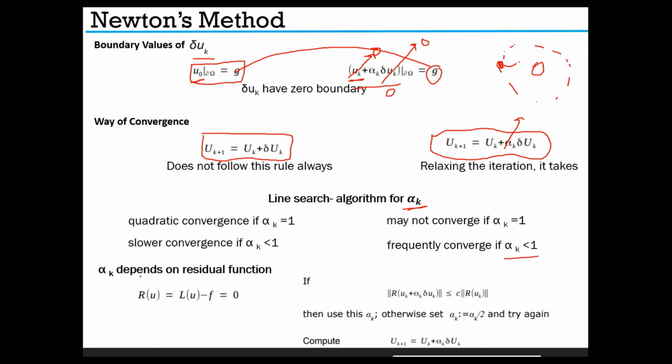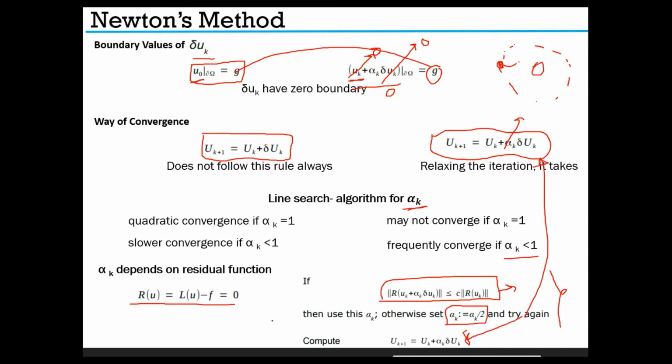But yes, it also depends on the residual function, which can be declared like that. And this is the condition. If the condition follows like this, then it would be regarded as alpha k. If it doesn't follow this condition, then alpha k might be halved, taken as alpha k by 2, and tried again and again. After that, when this condition is fulfilled, it will compute this equation. So actually for simplicity alpha k is always regarded as 0.1.